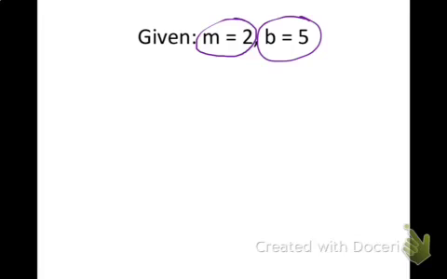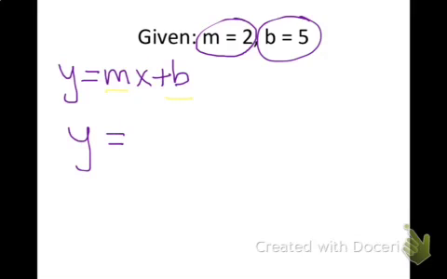Since we're given this information, we can put it in slope-intercept form, which is y is equal to mx plus b. So all we have to do is plug in our m and our b, the y-intercept. So we'll get y is equal to 2, because that's our slope, x plus 5. And we're done.